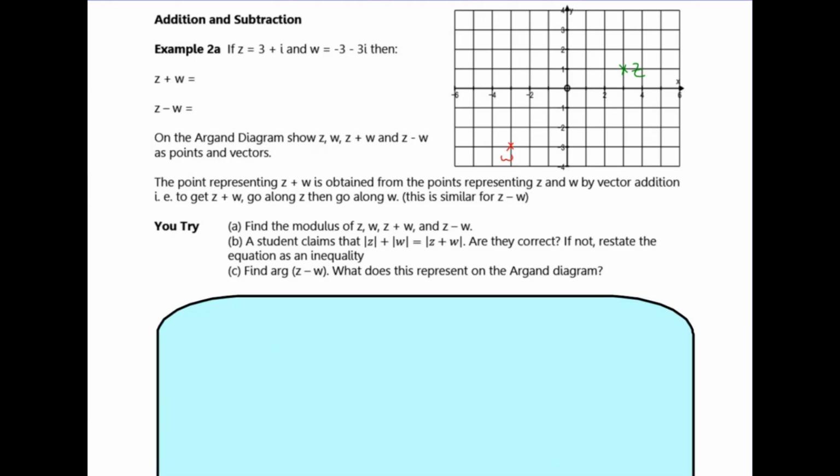And it's very easy to calculate Z plus W. So Z plus W is 3 plus i plus minus 3i, which is minus 2i. And easy to calculate Z minus W: 3 plus i minus minus 3i. So 3 minus 3 gives me 6, i minus minus 3i gives me 4i. I've got Z and W already plotted on the diagram. Z plus W we had was minus 2i down there. And Z minus W is at 6, 4.